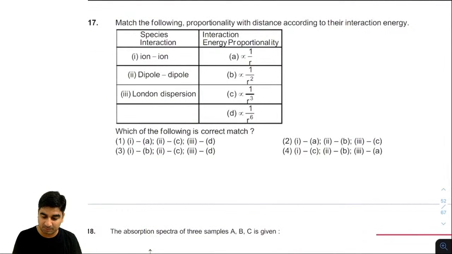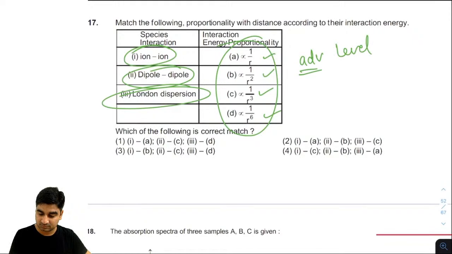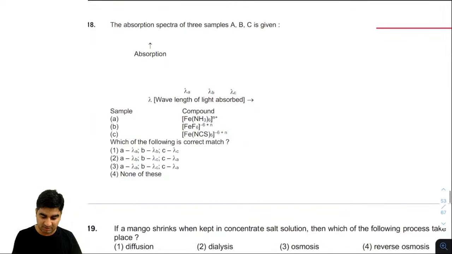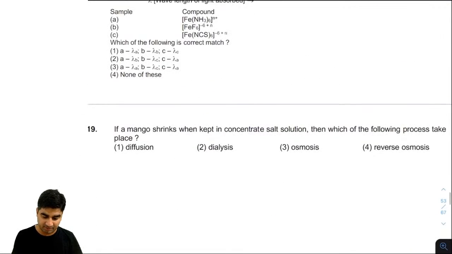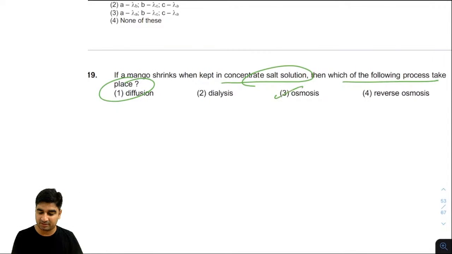Now match the following, proportionality with distance: ion, dipole, London dispersion. You should have an idea about it, and if you don't, you will be in trouble. I think it was an advanced level problem. I don't think any one of you can solve it. Then we have absorption of 3 samples. It is given, which of the following is the correct match. Again from d block elements. If mango shrinks when it is kept in concentrated solution, which of the following processes takes place? Very easy problem, you can directly give the answer.